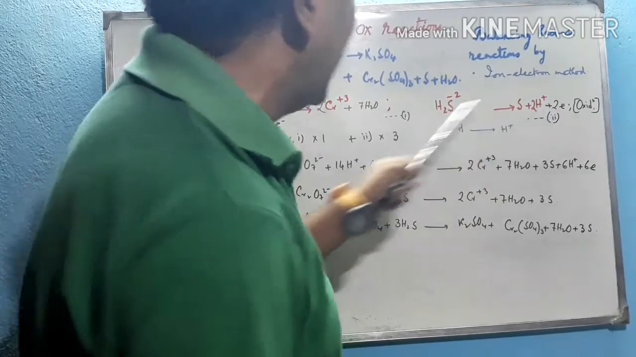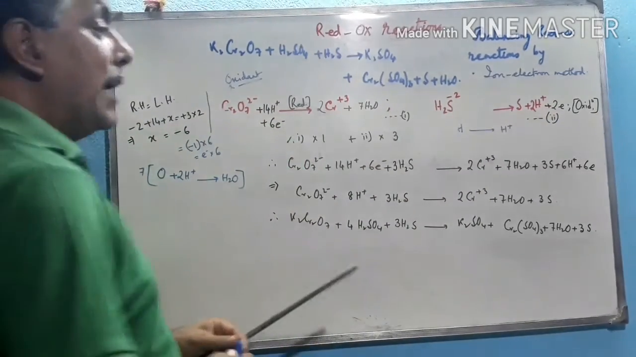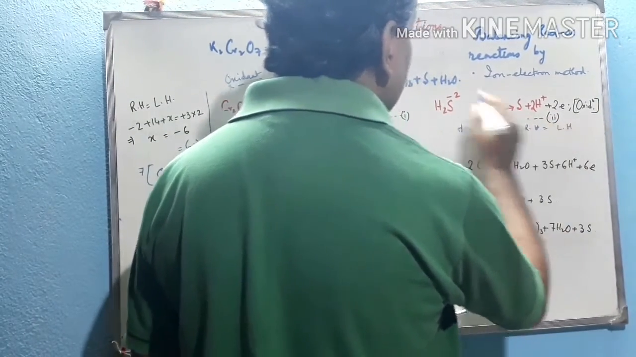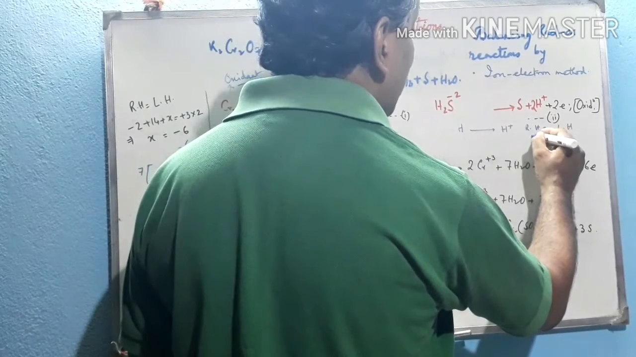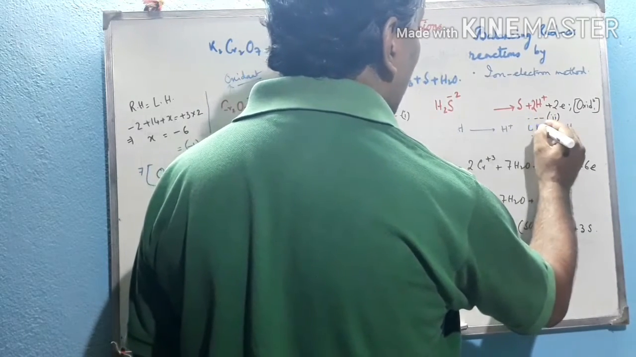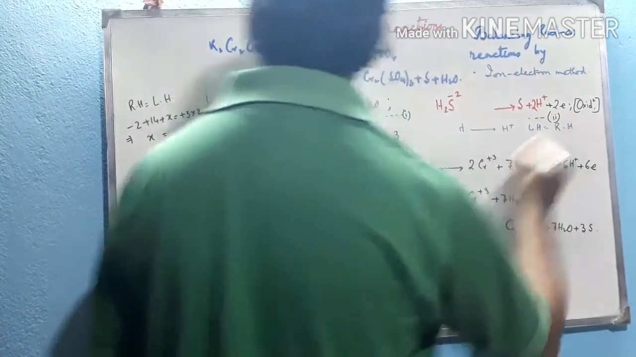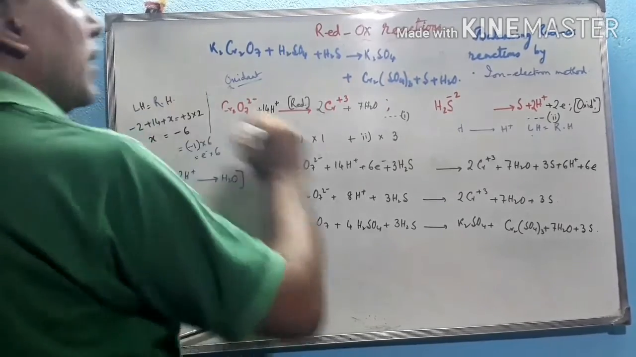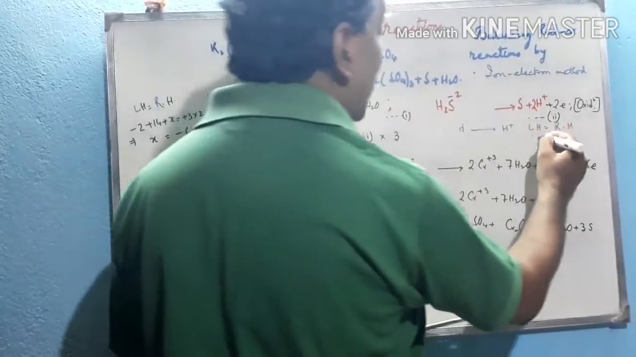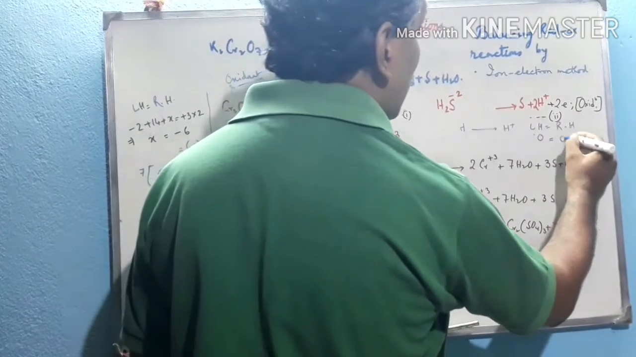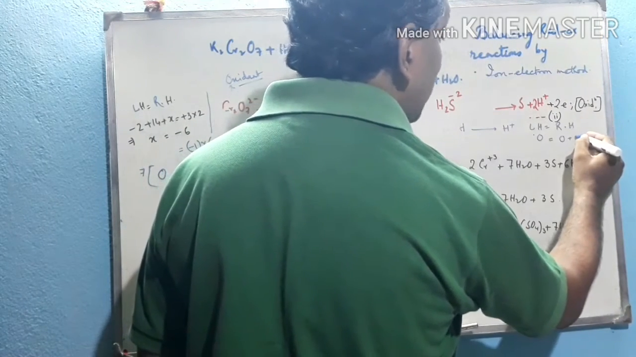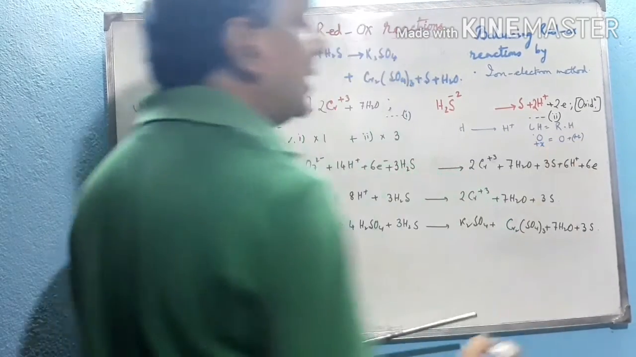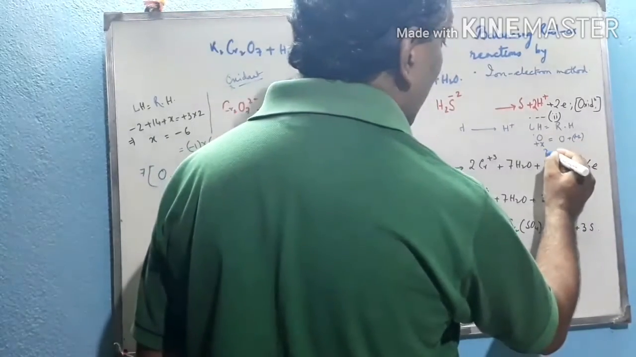Now the ions are balanced. So we have to balance the charge. Again we can write that the left hand side is equal to the right hand side. In the left hand side the total charge becomes 0, but in the right hand side it is 0 plus 2 into plus 1, that means plus 2. So we have to add some x on the left hand side so that the reaction is balanced. Therefore x equals plus 2.